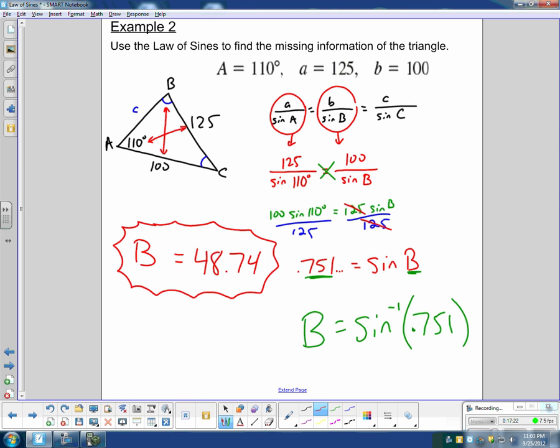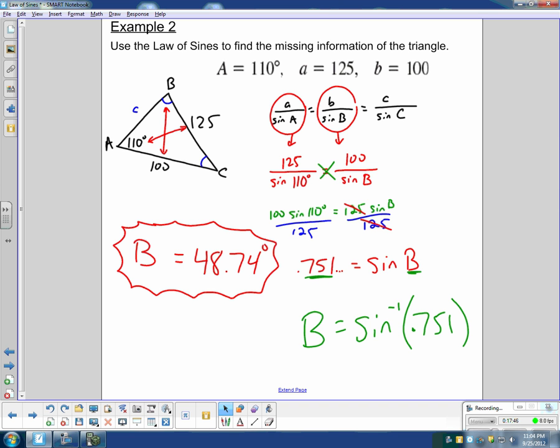B is our angle, so I'm going to give it a label. We measure our angles in degrees. Now that I know angle B, hopefully we'd be able to go back and find angle C, since we'll know two of the angles. Once we know angle C, we'll be able to go back and find side C. So that's how we use the law of sines. The law of sines is used to help us find missing information.